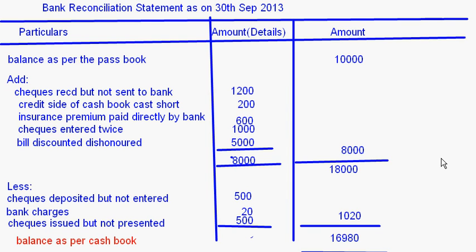The transaction which increases the cash book balance is added and the transactions which decrease the cash book balance are deducted. Finally, you arrive at the balance as per the cash book, right? So hope you have understood this.